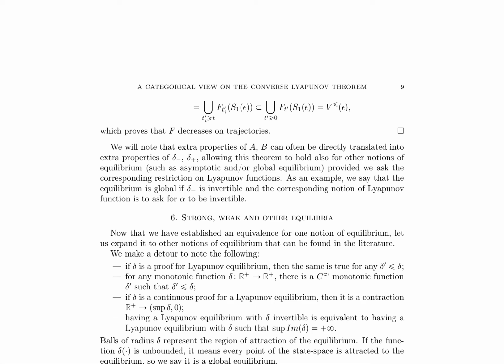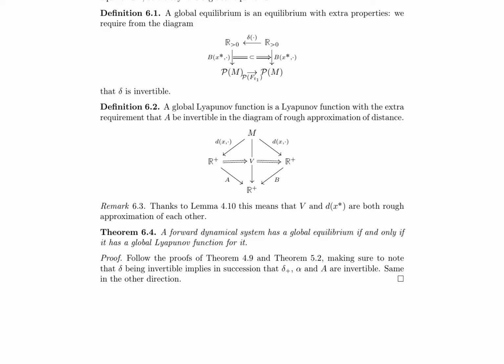The converse Lyapunov theorem is examined from a categorical perspective, focusing on the properties of equilibrium and Lyapunov functions. The theorem's applicability is discussed in relation to various notions of equilibrium, including asymptotic and global equilibrium, provided certain restrictions on Lyapunov functions are met. The concept of strong, weak, and other equilibria is expanded upon, highlighting the equivalence of Lyapunov equilibria under different functions delta. Global equilibrium and global Lyapunov functions are defined, emphasizing the requirement of invertibility for these concepts. A crucial result is presented in Theorem 6.4, which states that a forward dynamical system has a global equilibrium if and only if it has a global Lyapunov function. The proof of this theorem is referenced, underscoring the criticality of the invertibility of delta, alpha, and a. This categorical view provides a nuanced understanding of the converse Lyapunov theorem, illuminating the intricate relationships between equilibrium, Lyapunov functions, and dynamical systems.